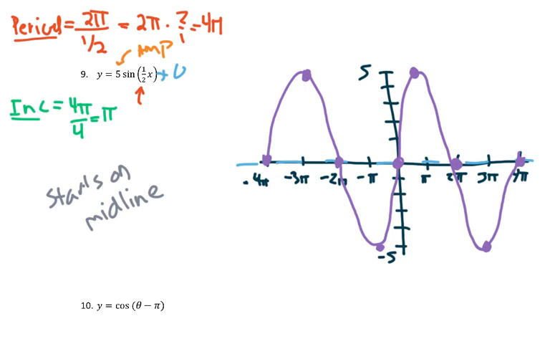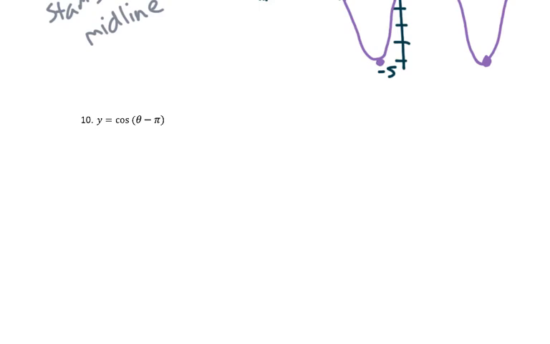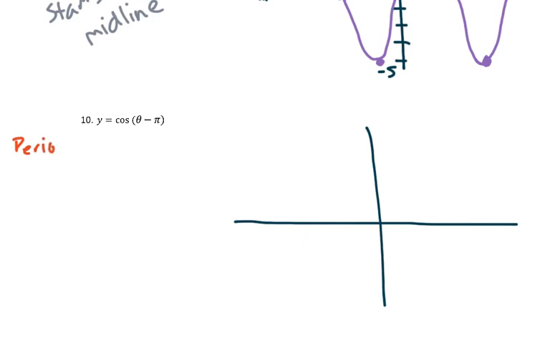Now, all of this whole time, we haven't had any horizontal or phase shifts yet. So what a horizontal or phase shift looks like is when you're adding or subtracting inside the cosine to the theta or to the x. All right, so now our period is 2 pi. And we're not multiplying theta by anything, so we're not changing our period. Our increments are our period of 2 pi divided by 4. So this will be pi over 2.